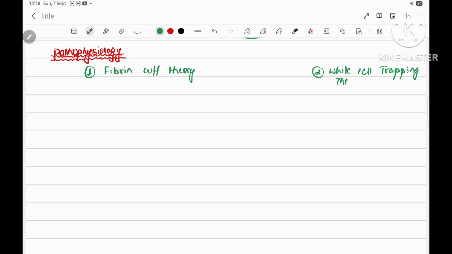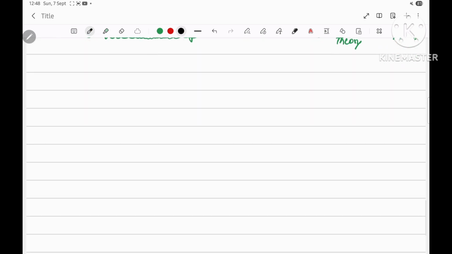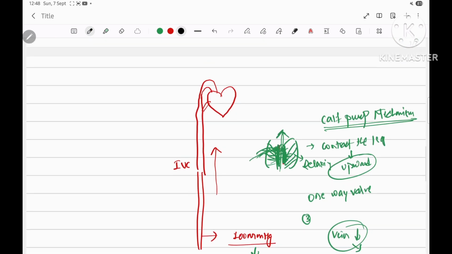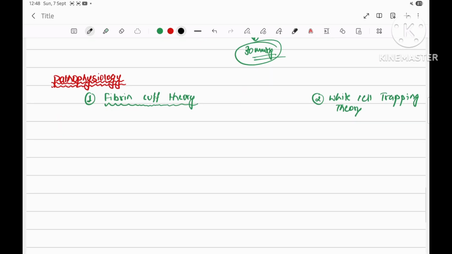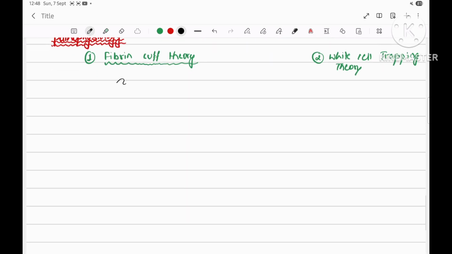In the fibrin cuff theory, there is incompetence of the venous valves. I have already told you that when this venous valve becomes incompetent, there is reversal of the blood flow. So at first there is incompetence of the venous valve.